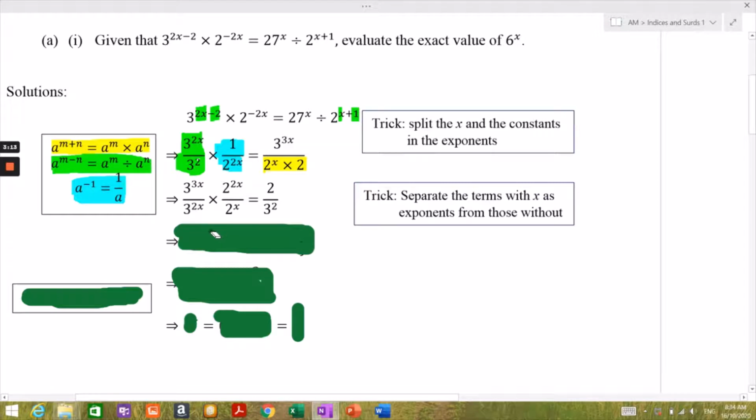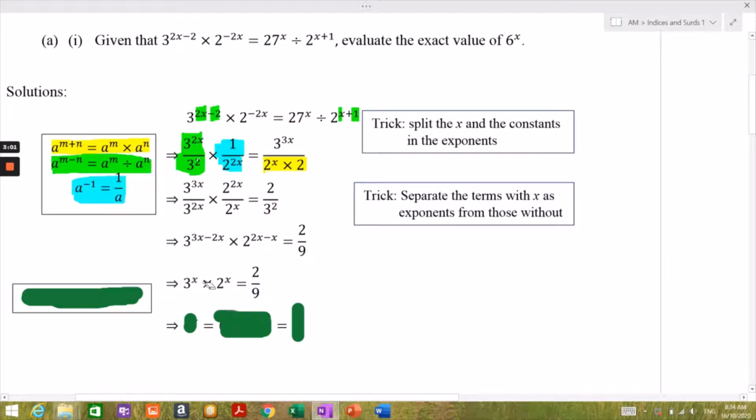Then you do another layer of your indices property, because here you're dividing exponents by exponents. You subtract the relative powers from each other. So 3 power of 3x minus 2x, 2 power of 2x minus x. With that you get 3 power of x times 2 power of x equals 2 over 9. Here you use one more property that says that so long as the exponents have the same power, you can multiply the two bases together. And this gives you your 6 power of x. That's your answer for part 1.